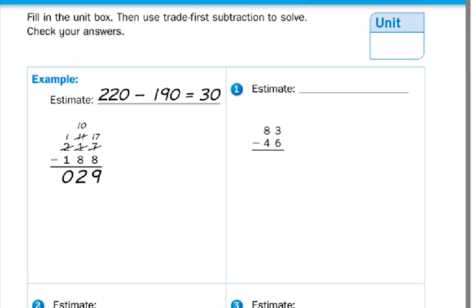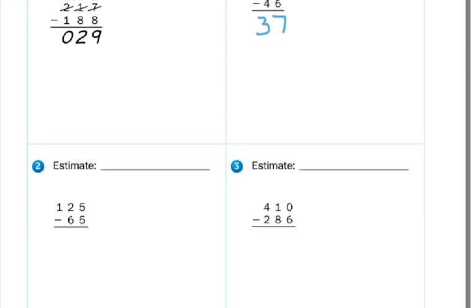We're going to estimate to the nearest 10. So 83 to the nearest 10 is 80, minus 46 to the nearest 10 is 50. So 80 minus 50 is 30. Alright, now let's go ahead and start subtracting. We can't take 6 from 3, so we have to borrow from the tens. So we borrow a 10 from the 8, and it's left with 7. We take that 10, we add it to the 3, and it becomes 13. Now we can take 6 from 13, we get 7. 7 minus 4 is 3. And we are pretty close to our estimate. We're 7 away.